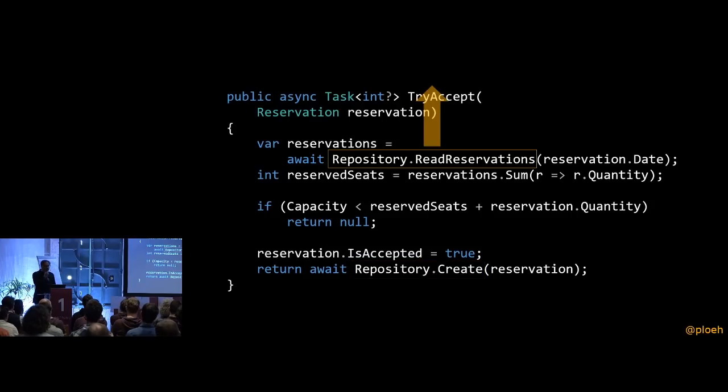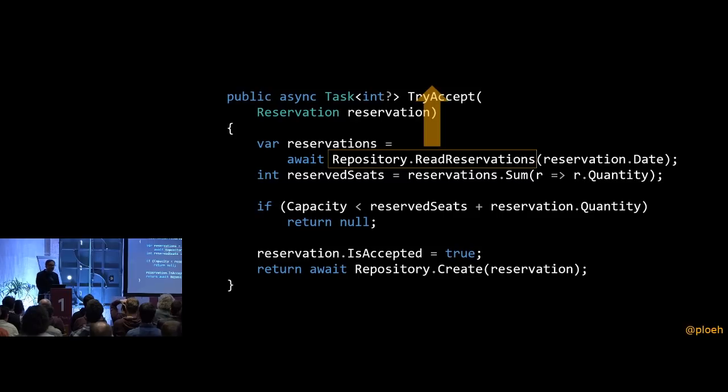We'll look at repository read reservations, and we'll notice that this method is always being invoked unconditionally. So you could say, well, why should this try accept method even have this responsibility to call repository read reservations? Isn't that just making things more complicated than they have to be? Why shouldn't we just say, well, if you want try accept to do its work, you should tell it how many reservations are already in the system.